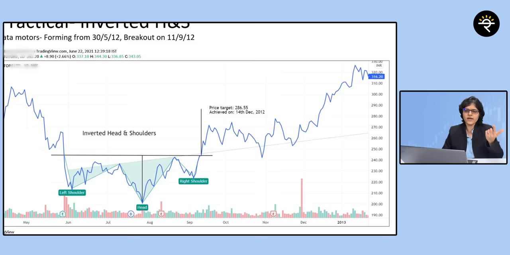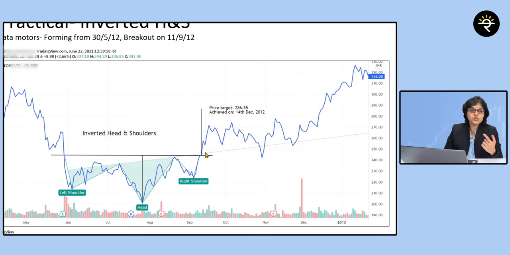Now, moving ahead to the inverted head and shoulder pattern. Now, what happens in an inverted head and shoulder? Okay, now what will happen? Shoulder, head, shoulder. Okay, now which is your neckline? Again, these three points can be joined, and this is where the neckline can be drawn. This is which type of pattern? This is where your bullishness is going to be seen now.